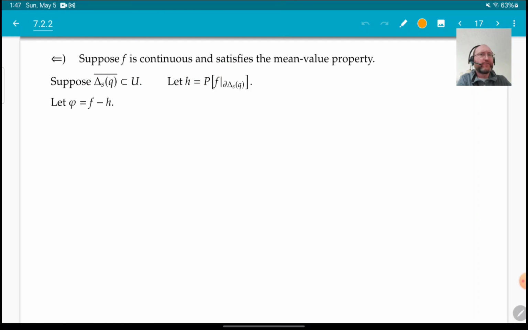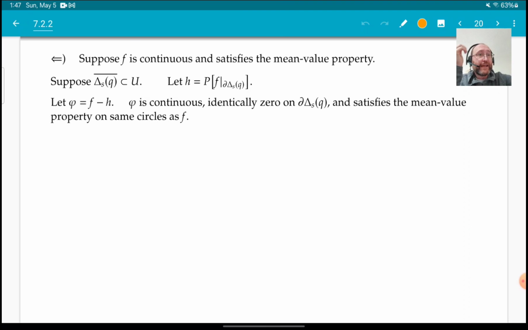Now, let's look at their difference. So let's look at f minus h, right? So on the boundary of this little disk, they're equal, so this phi is going to be identically 0 on the boundary. It's continuous because both f and h are continuous on the closed disk. So this phi is a continuous function on the closed disk. It's identically 0 on the boundary, as I said, and it satisfies the mean value property on the same circles that f does, right? I mean, for each point, f satisfies it for all small enough circles.